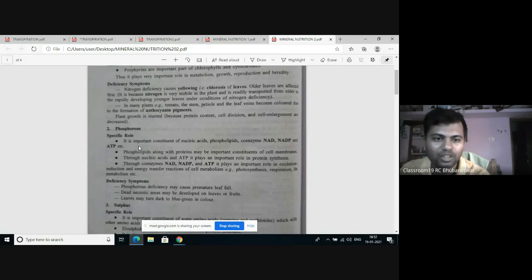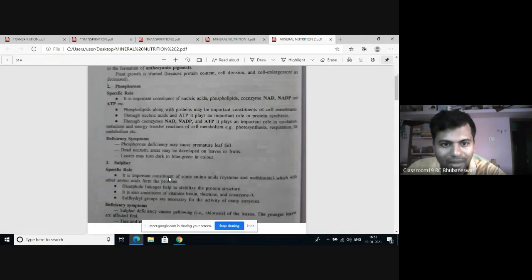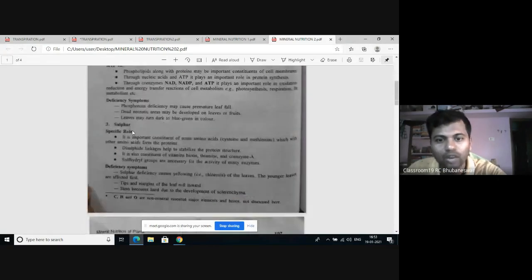If there is a phosphorus deficiency, it may cause premature leaf fall, meaning the young leaf will fall down. Dead necrotic areas, meaning black areas, appear throughout the leaf surface. Leaf may turn dark or dark blue-green in color. These are the deficiency symptoms of phosphorus. Then sulfur: sulfur deficiency causes yellowing, or simply chlorosis, of leaves. The tip and margin of the leaf roll inward, and the stem becomes hard due to development of sclerenchyma, etc.